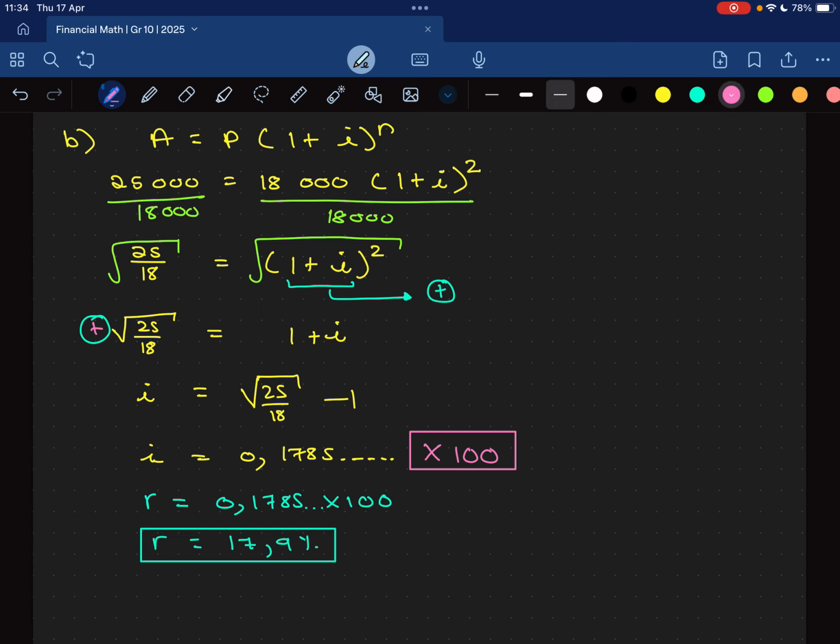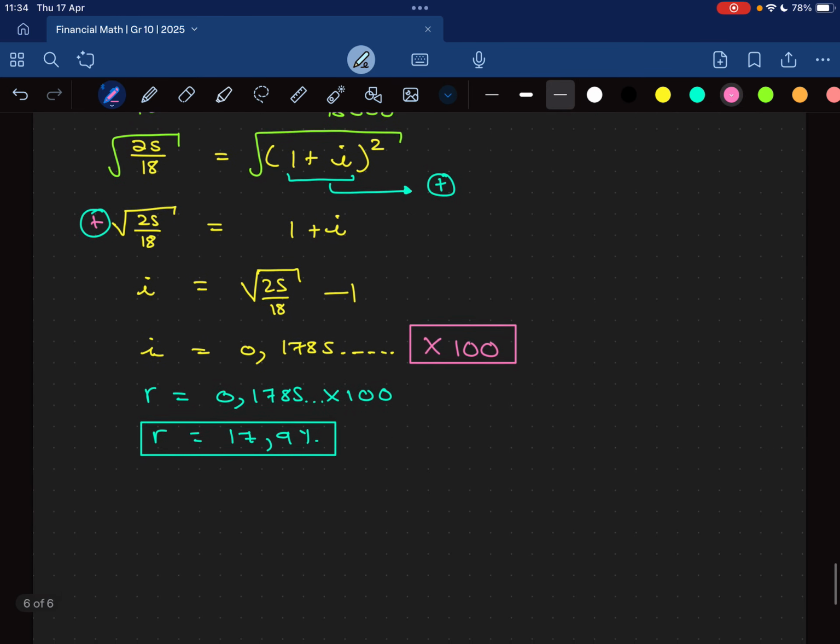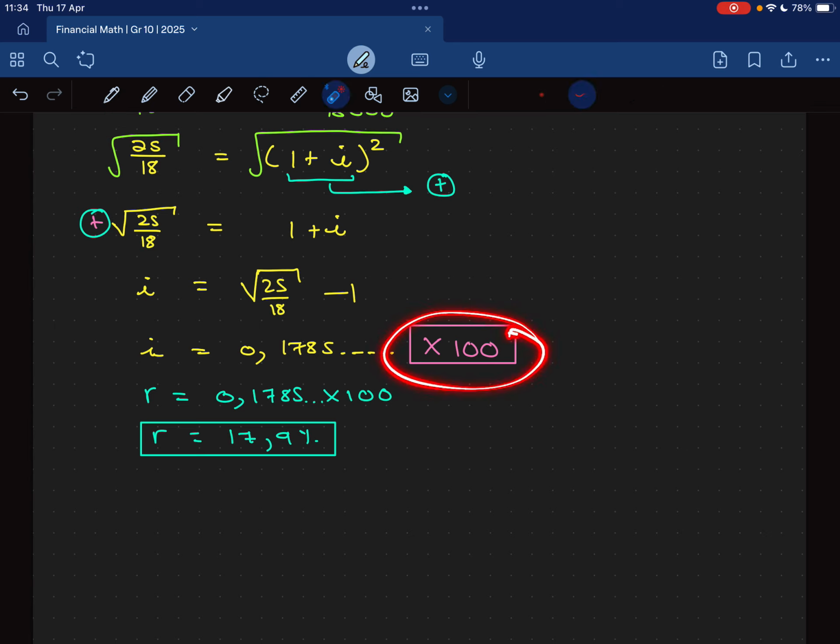If you need further explanation, I can explain it to you when I get back. But hopefully, like in maths, we don't just do things randomly. We don't just decide to multiply or decide to add. Whatever you do on the one side, you have to do on the other side. So the moment that you multiply by 100, you're doing something else, which is why I do it in a second step.